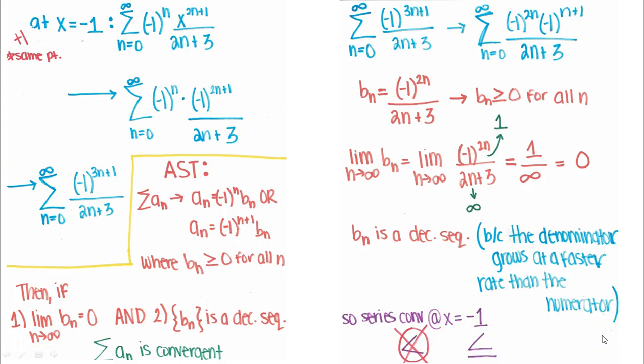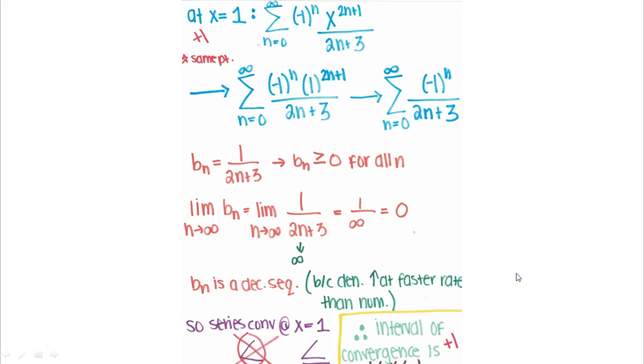And you would apply the same exact steps using the alternating series test for x equals 1. So I'm not going to go through it because it's literally the same exact thing. And this is not always the case. Sometimes you'll have to use two different tests for your endpoints, but in this case, you use the same exact test. And you get that it does converge at x equals 1, so it is included in the interval of convergence.